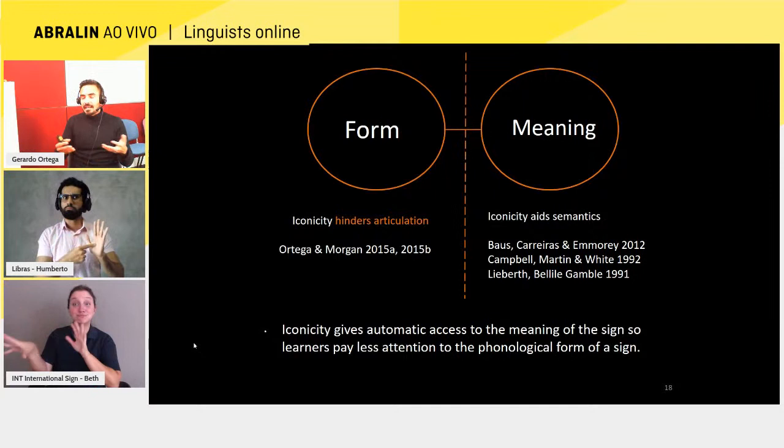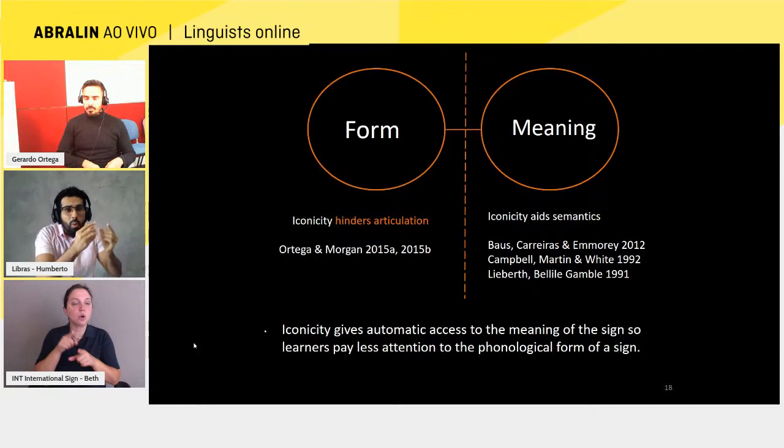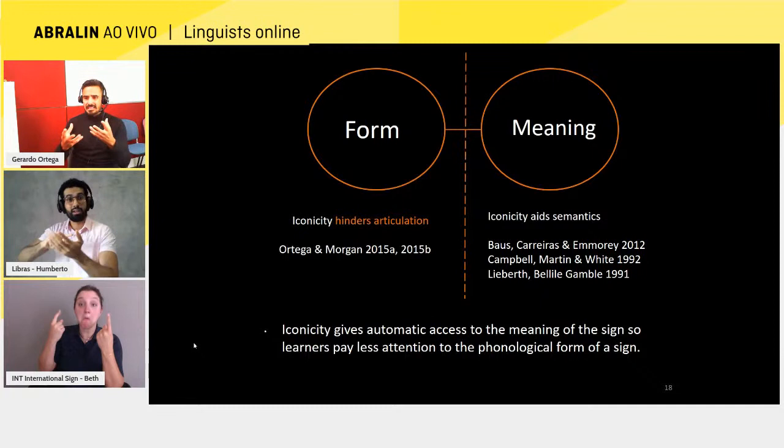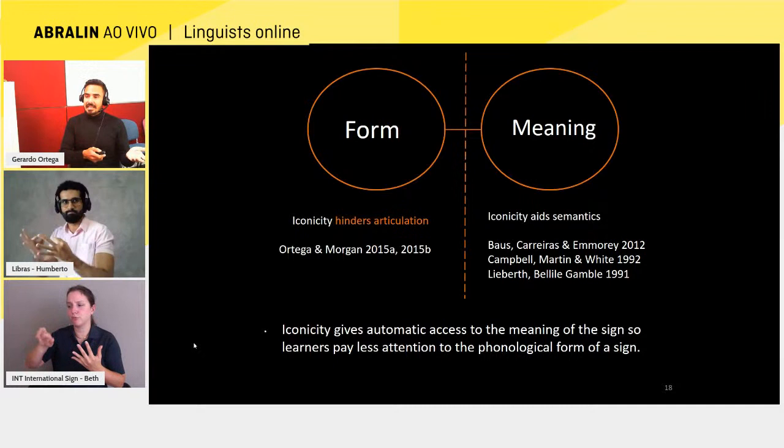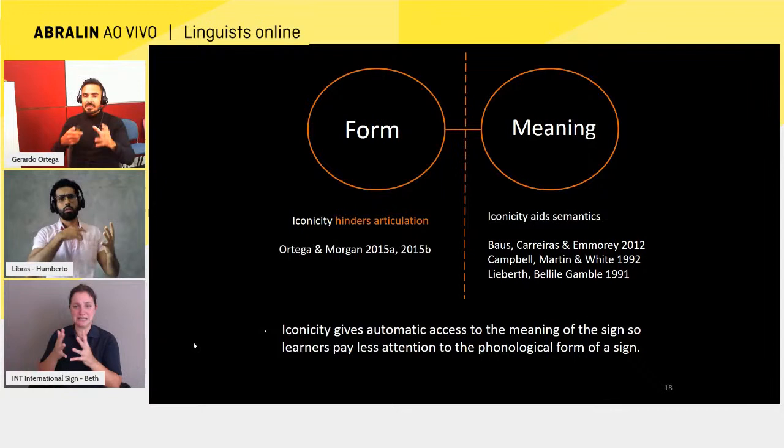So when participants saw arbitrary signs, they had never seen these signs before. They didn't have any semantic meaning around them, so they really had to pay attention to the form so that they could execute a sign more accurately, so that they could imitate it. Whereas with iconic signs, they probably had access to the meaning, so they produced a sign that kept the iconic motivation, but without paying attention to the exact phonological form.